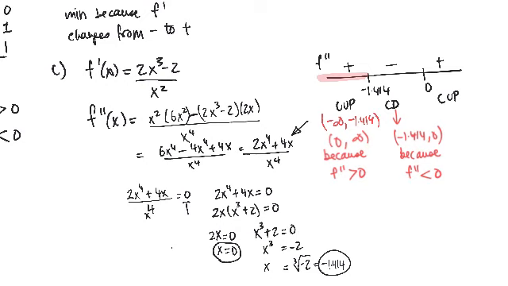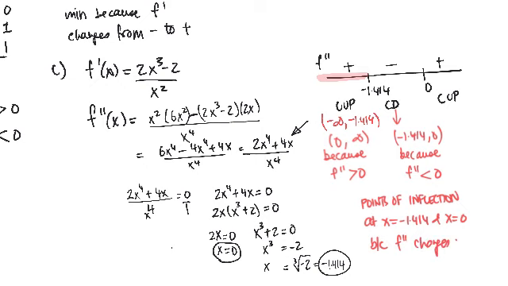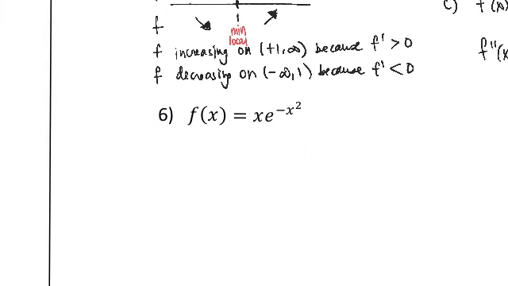Okay, this function also has a point of inflection. In fact, it has two of them. Points of inflection at x equals negative 1.414 and x equals 0 because f double prime changes sign. So we're talking, remember, about f. F has points of inflection because f double prime changes sign.